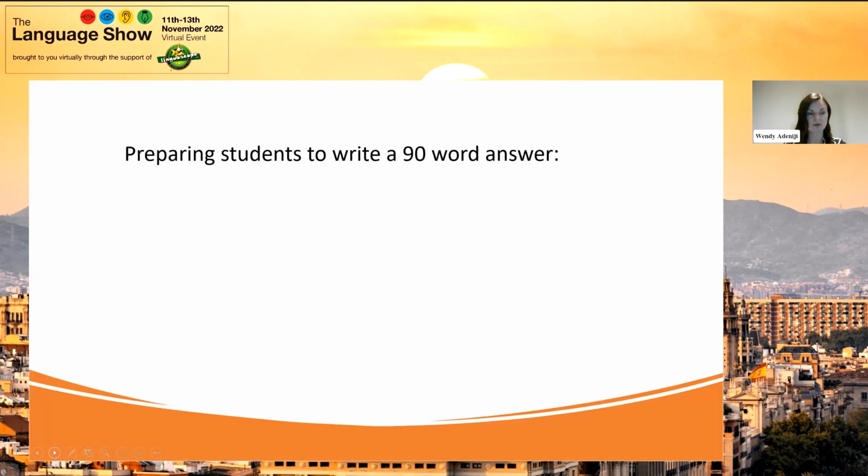And then I'm going to show you now, again, using some of these same techniques, an activity that you could use at Key Stage 4, helping to prepare students to write a 90-word answer. And it was nice to see in the new draft specifications of the new GCSEs that there is still going to be one.